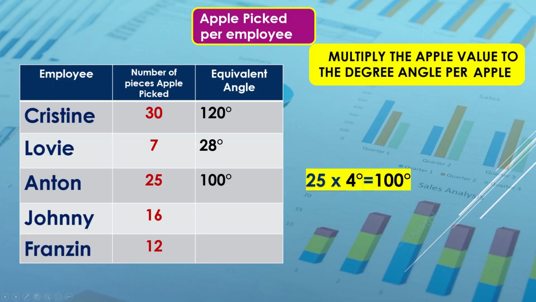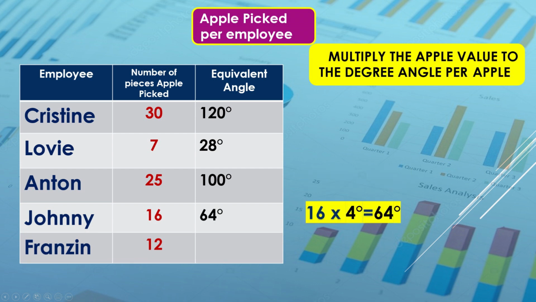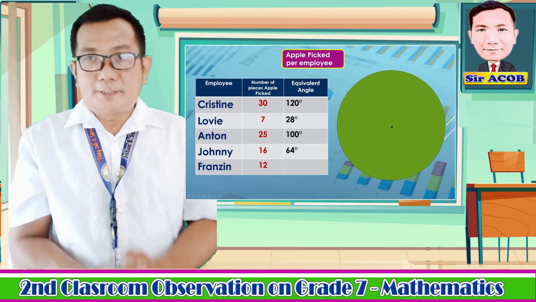So just multiply it by 4 degrees, we get 100 degree partition. Same thing with Johnny, he got 16 apples. So multiply it by 4. So he has 64 degree partition on that pie chart.